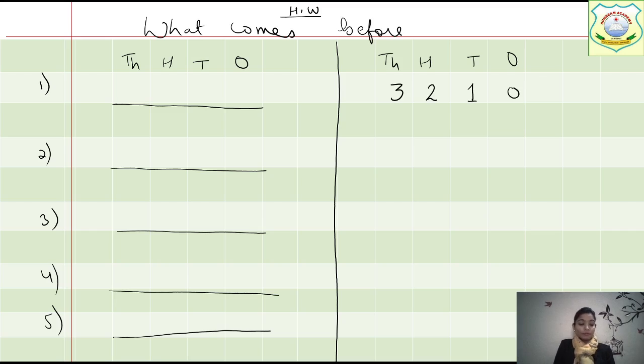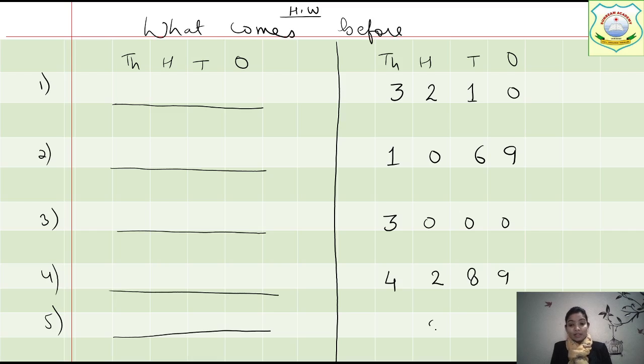3210, next 1069, next 3000. What comes before? इसके पहले क्या आता है? You have to do that. 4289, next 599. So one is of 100, others are of thousands, right? So this is your homework for what comes before.